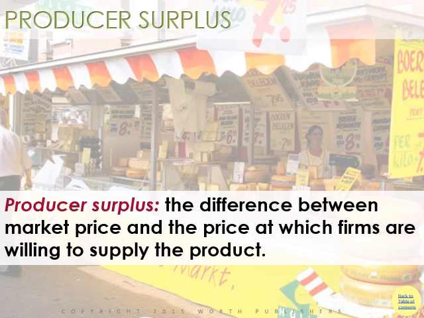Surplus then is the difference between the market price for the textbook minus the price at which the individual seller is willing to sell the product, which is their opportunity cost.